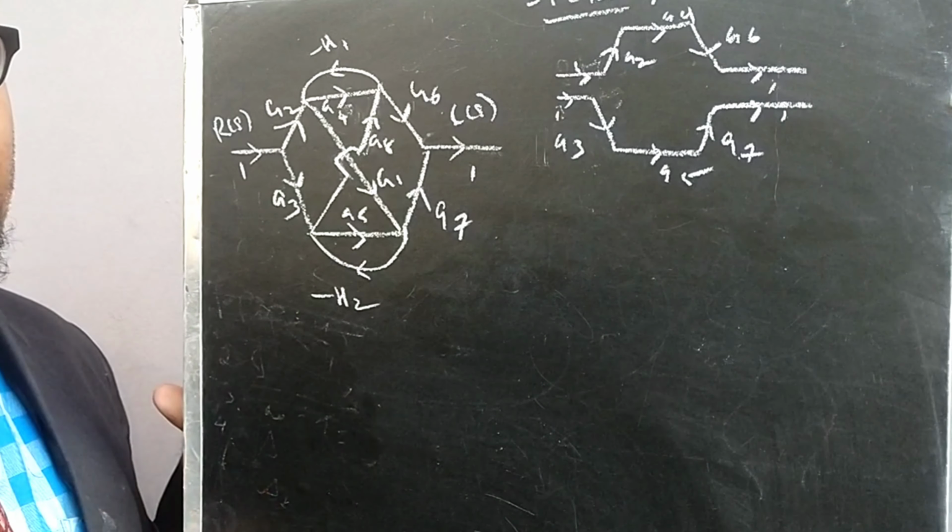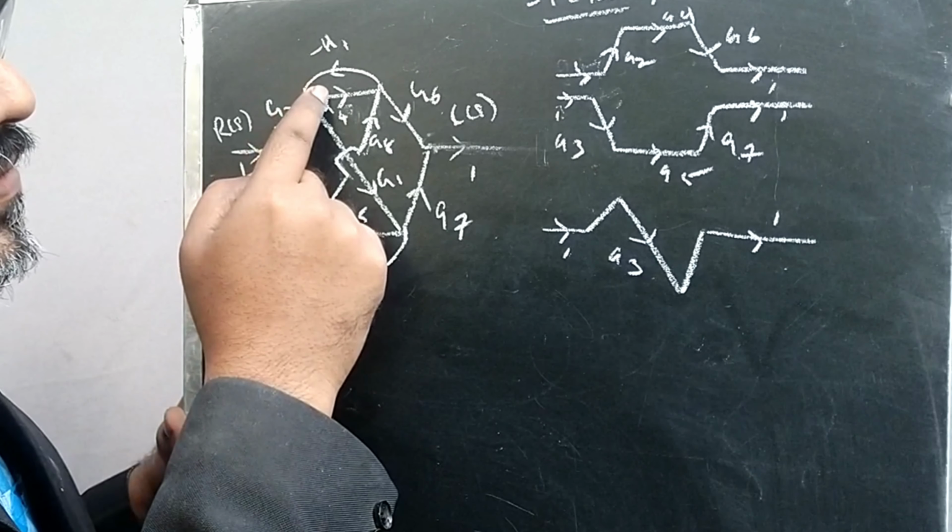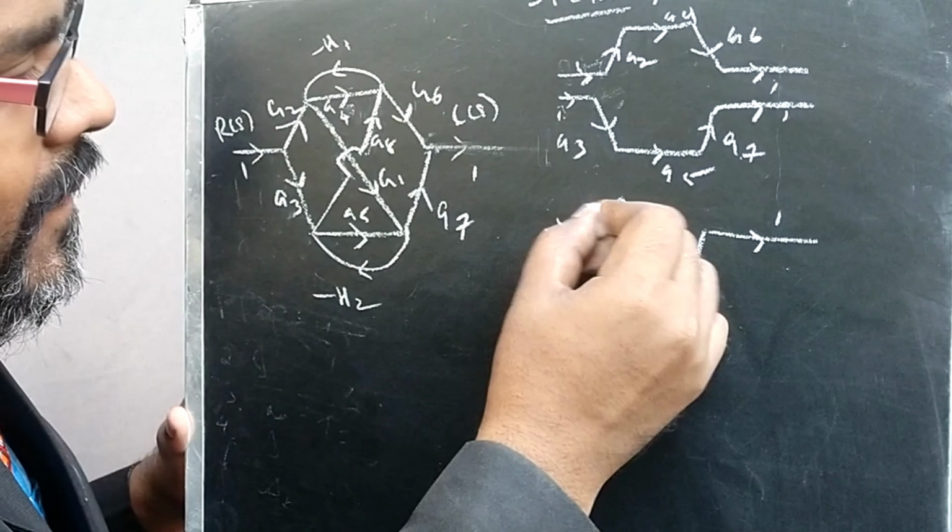Here it is 1 of course, here it is 1 of course, and here it is G3. And then here it is G6. I'm sorry, here G2. G1 here, I'm sorry, yes, this is G1, and here it is G7. And then the next forward path we can say like this.